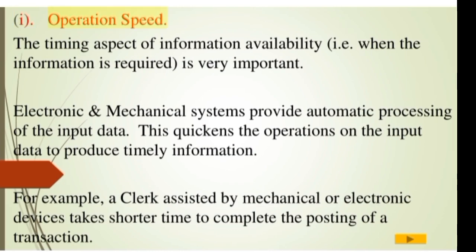1. Operation speed. The timing aspect of information availability, i.e. when the information is required, is very important. Electronic and mechanical systems provide automatic processing of the input data. This quickens the operations on the input data to produce timely information. For example, a clerk assisted by mechanical or electronic devices takes a shorter time to complete the posting of a transaction.